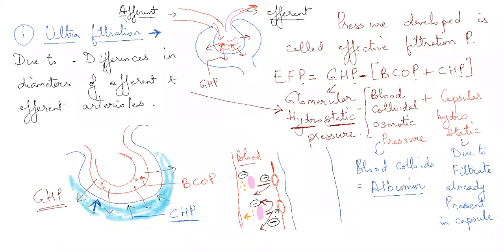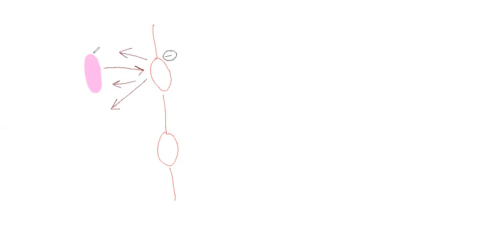Next page. Capillary. The capillary window. Now what do you see? This albumin comes close to the window, but it is repelled back. This happens because of the negative charge on the window and the negative charge on the protein.